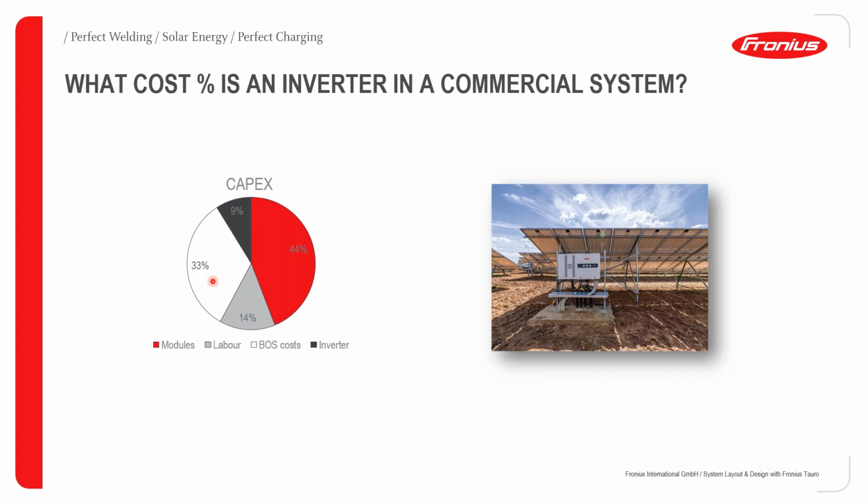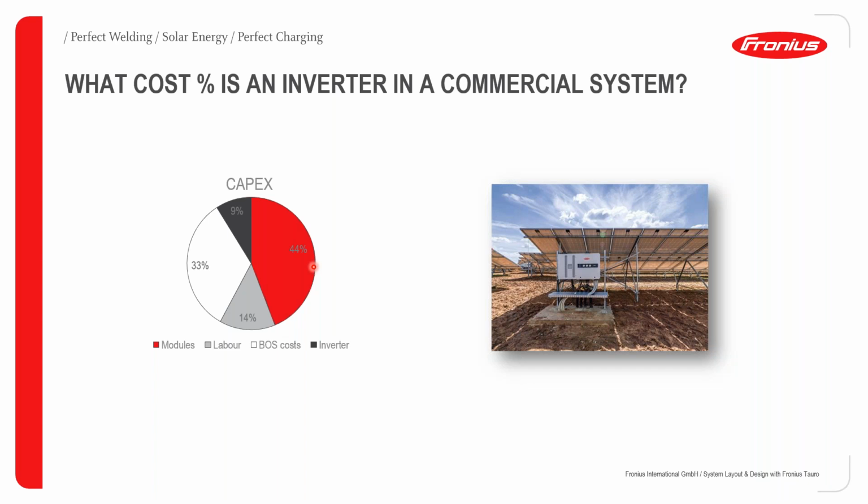33% is your balance of system costs, and your balance of system costs can be anything from AC combiner boxes, SPDs, fuses, DC cables, AC cables, mounting racks, and so on. 14% is the cost of labor. And the biggest chunk, 44%, is actually your PV modules.